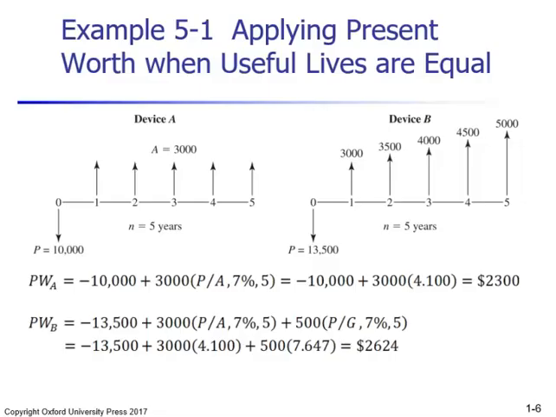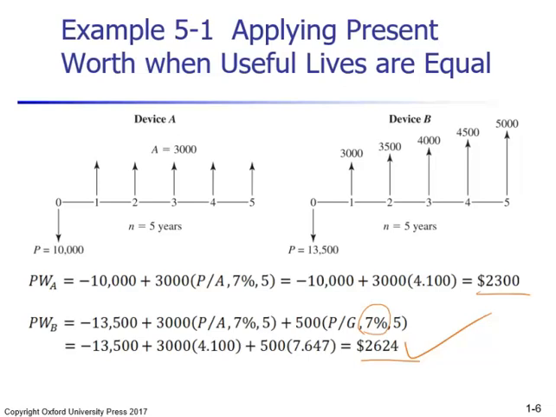Here we have two machines, machine A, machine B. Machine A costs us $10,000, machine B costs us $13,000, but the revenue we are receiving or saving from them is different. For machine A, it is $3,000. For the other one, it is that way. Now we want to see at the interest rate of 7%, which one is better. Very easily, you calculate the present worth of A and present worth of B. Present worth of A is $2,300 and present worth of B is $2,624. So it is that way.